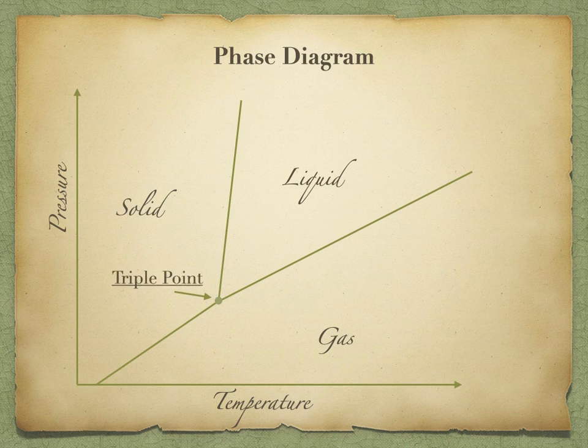Where all of those things meet, we have what's called the triple point. And the triple point is really a diagnostic feature of pure substances, because every pure substance has its triple point at a fairly specific temperature and pressure. The triple point is just the temperature and pressure for that substance where solid, liquid, and gas can all coexist in the same sealed container.